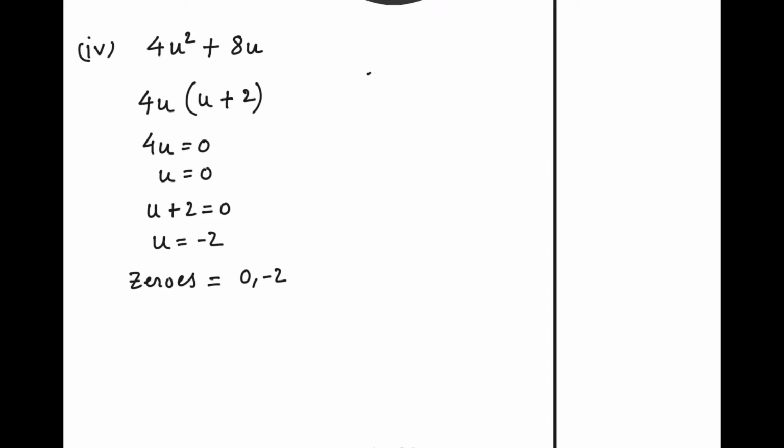So first let's look at the sum. The sum of the two zeros is 0 plus minus 2, which should be equal to minus the coefficient of the middle term divided by the coefficient of the square. So minus, and the coefficient is 8 and the coefficient of the square is 4. So here we have minus 2, and on the right hand side minus 8 divided by 4 is again minus 2. So we have verified that the sum is equal.